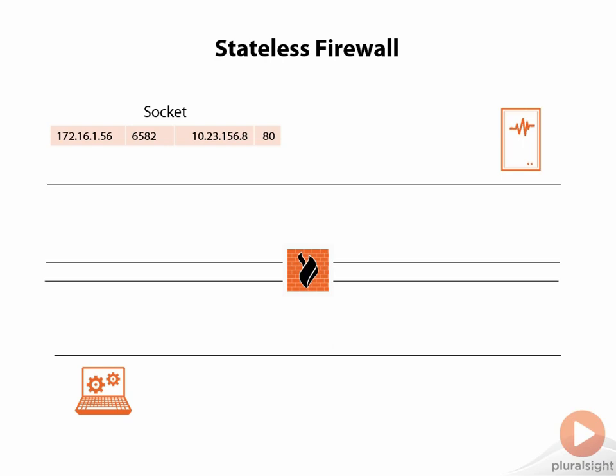Packets are filtered based on information in the packet itself and have no record of prior transactions. A typical rule set might define that any inbound packets to port 80 on IP address 10.23.156.8 should be allowed, and any outbound packets from port 80 on that same IP address should also be allowed. Other rules might deny traffic on port 3306 or several other ports.